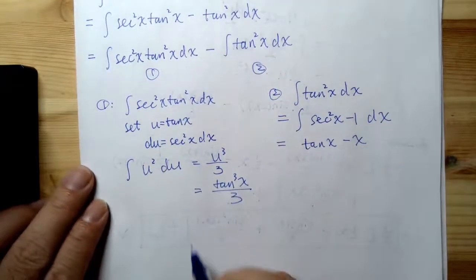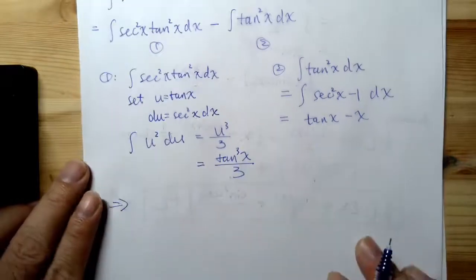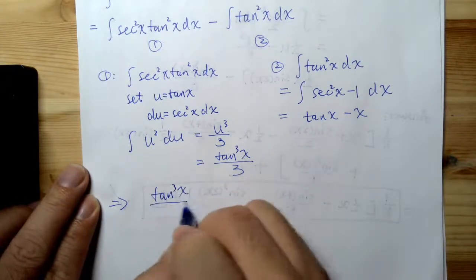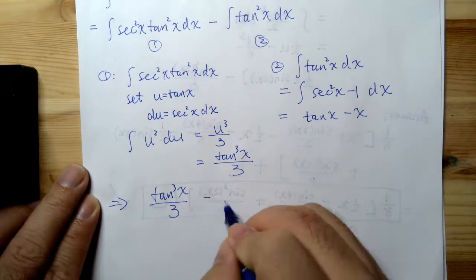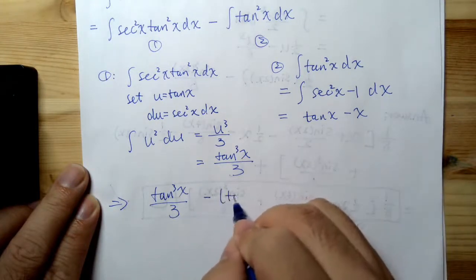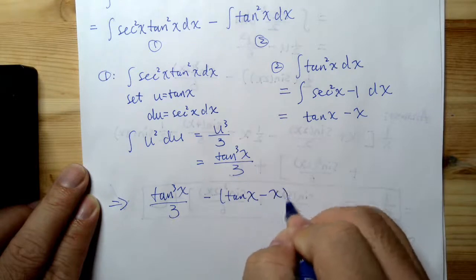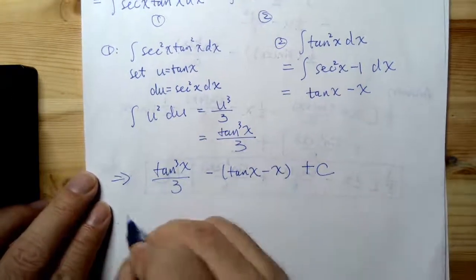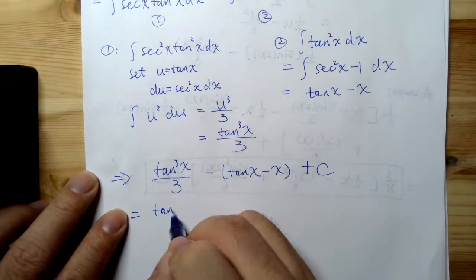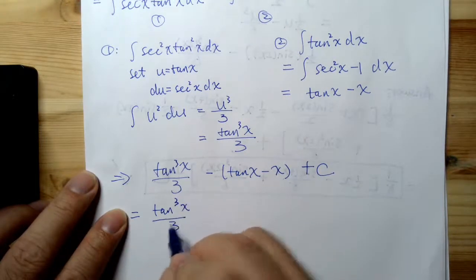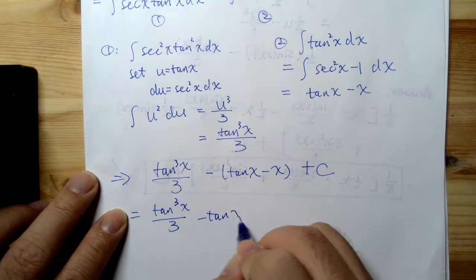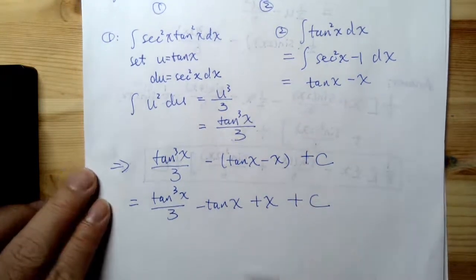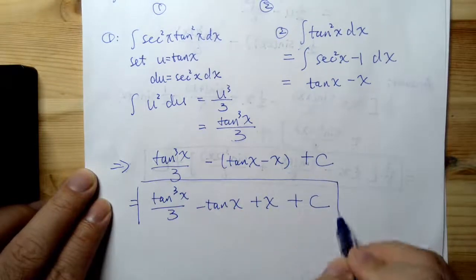So it turns out our final answer is going to be tan cubed over 3 minus tan x minus x, and then plus the constant c. Well, you can simplify a little bit. So it's tan cubed over 3 minus tan x plus the constant c. So that is the answer for this problem.